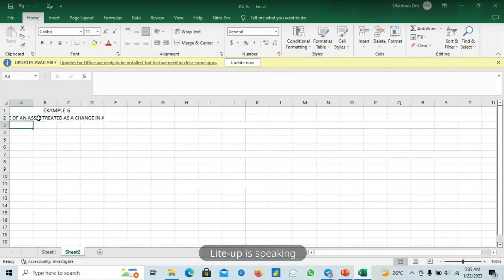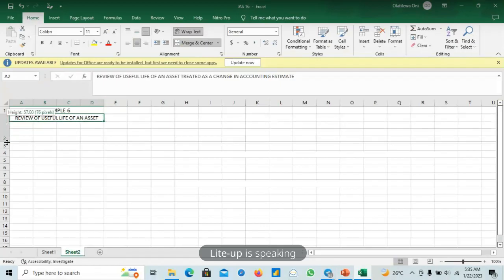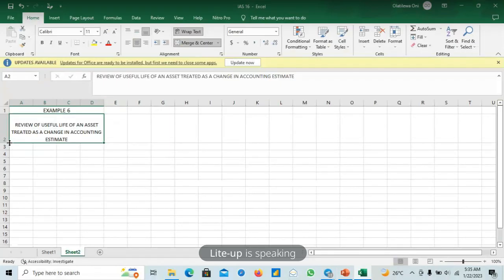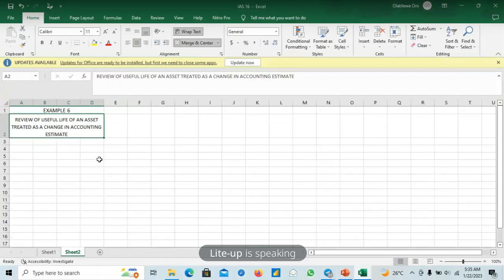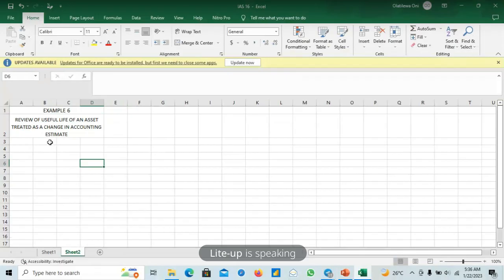Treated as a change in accounting estimate. So that is what we want to do now. Let's have the Naira sign. The first thing we're talking about is the cost of the asset.